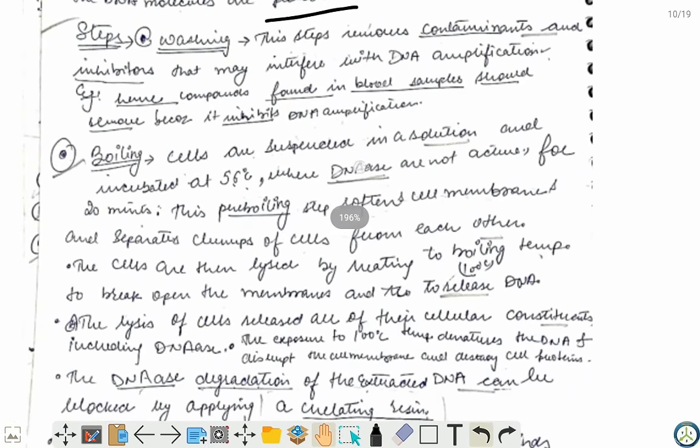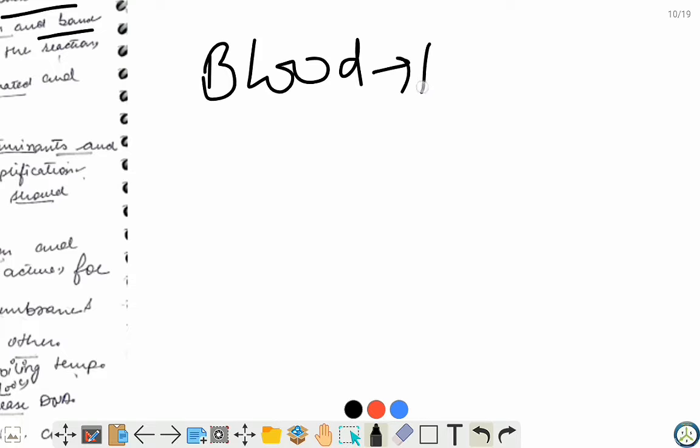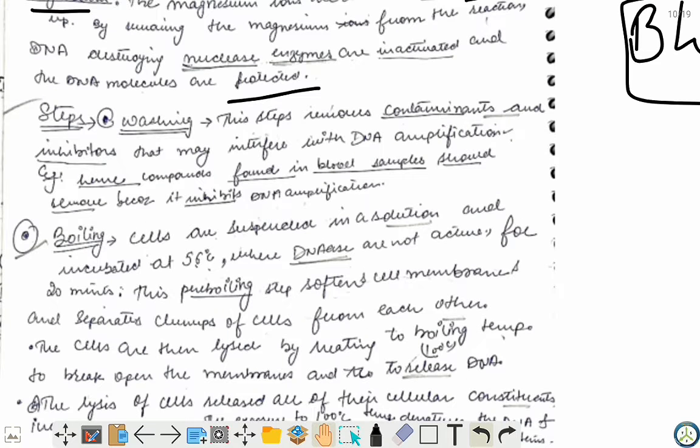In this step, first of all, we have to wash the DNA. This step removes contaminants and inhibitors. For example, in blood there is an inhibitor, that is heme. So in washing, first of all, we have to remove these types of inhibitors so that they will not interfere with our DNA amplification. Heme compound found in the blood sample should be removed because it inhibits the DNA amplification.